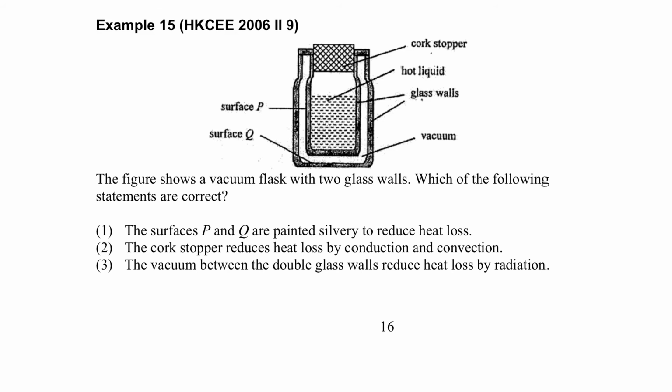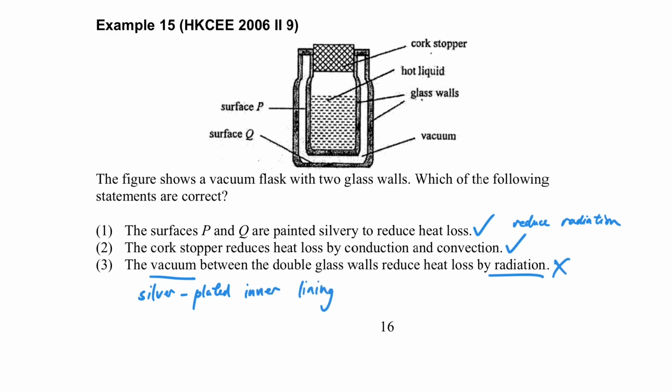So in this example, let's see, are you able to choose the correct answer about the vacuum flask? The first statement is correct because it's silvery in order to prevent the heat loss through radiation, and the stopper can help to prevent conduction and convection. However, the vacuum in between the double-glassed wall cannot reduce the heat loss by radiation. Only the silver-plated inner lining can help to reduce the heat loss by radiation, as you should know that radiation can be transferred through vacuum.